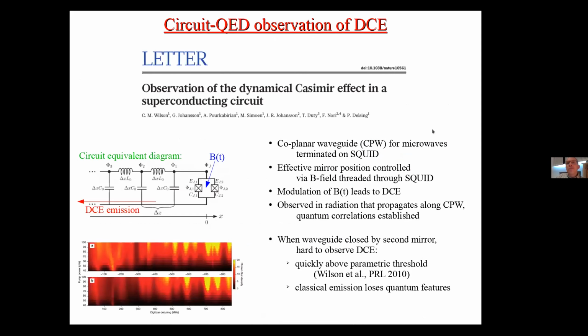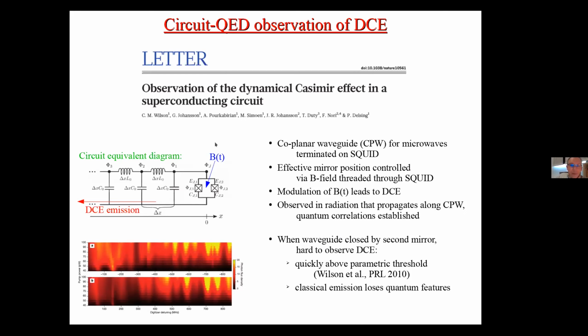So how to implement this device? Of course, having a spring which resonates at a frequency which is accessible to optical techniques is an extremely difficult task. One can work in the gigahertz regime, but it's really borderline for acoustics. So we looked back at the first experimental observation of a dynamical Casimir effect using a superconducting circuit.